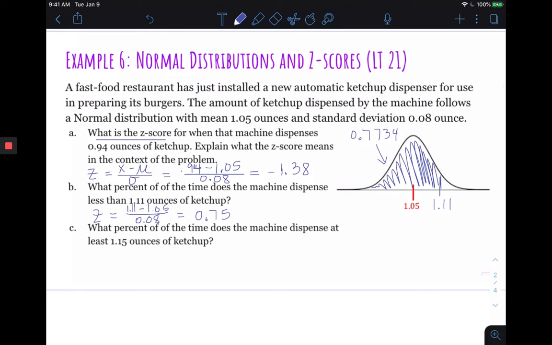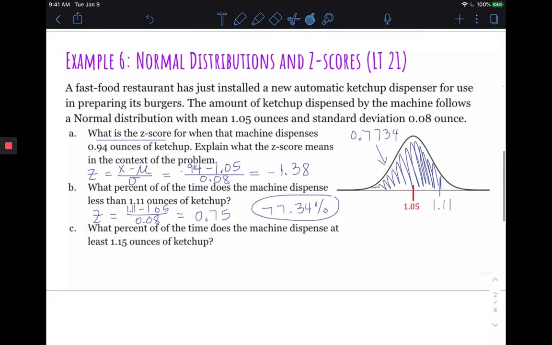And then I'm just going to change that to a percent because it says what percent of the time. So 77.34%. Okay, and then the last one, what percent of the time does the machine dispense at least 1.15 ounces of ketchup? I'm going to erase these marks on my picture.